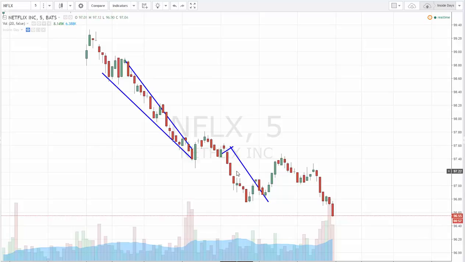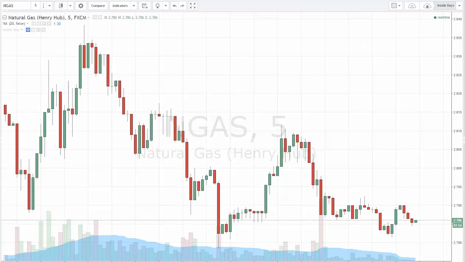So you get a potential entry. Let's say you would have entered 9755, potentially could have got in and down, let's say around 9694. That wouldn't have been bad at all. So the next chart I want to look at is the NGAS 5-minute.